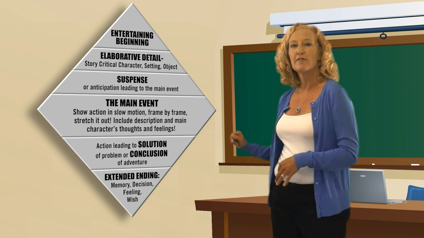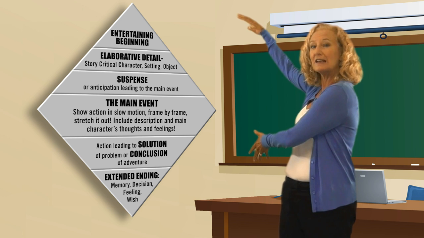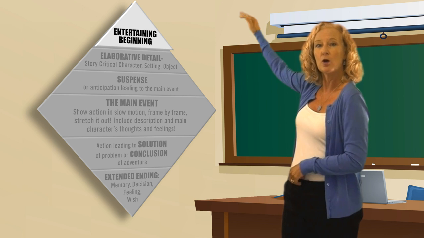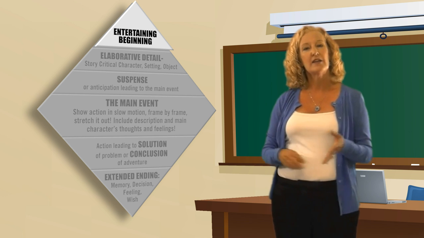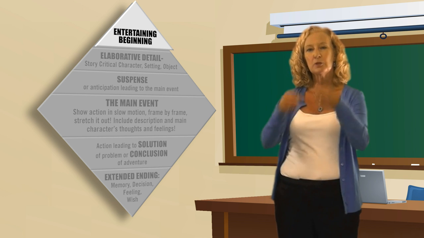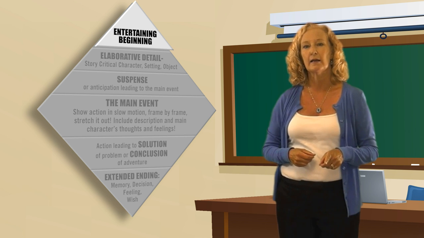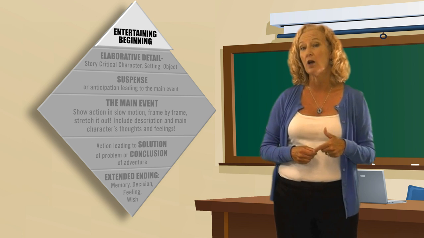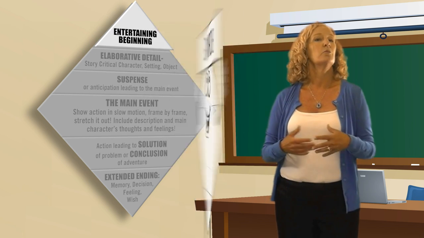Let's analyze the narrative writing diamond. So, boys and girls, when we take a look at this, you're going to notice that there's a small part up here on the top. Who can tell me what that part is? The beginning. That part's the beginning. We call it the entertaining beginning. And we call it an entertaining beginning because we want to capture the reader's attention. We want them to be excited about what we're writing. And so immediately we have to capture their attention. That's why we call it the entertaining beginning. Otherwise, it would be boring.